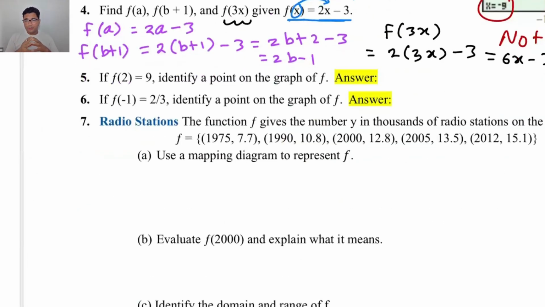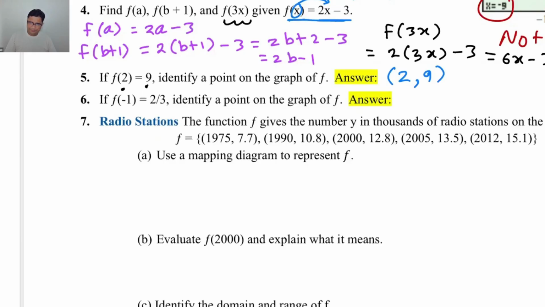Okay. Next question. If f of 2 is 9, identify a point on the graph of f. Suppose, now we don't know anything else about the function. Okay, only thing we know is when the input is 2, the output is 9. From that, can we get at least 1 point on the graph? Answer is yes. And that 1 point is when the input is 2, the output is 9. Input is the x value, output is the y value. So the point (2, 9) will be on the graph.